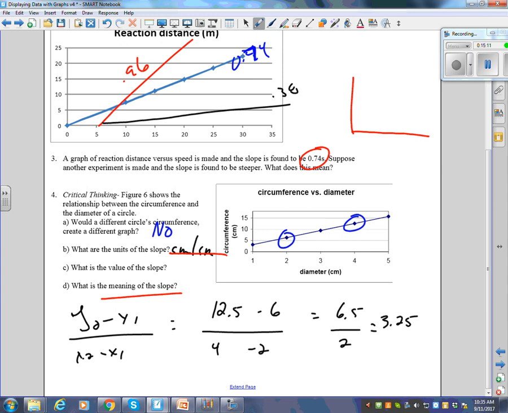Okay, so who wants to be brave and tell me what they think the meaning of the slope is here? What value does it have here? And you do know this, it's just kind of weird. What is the meaning of the slope here? It's not reaction time.